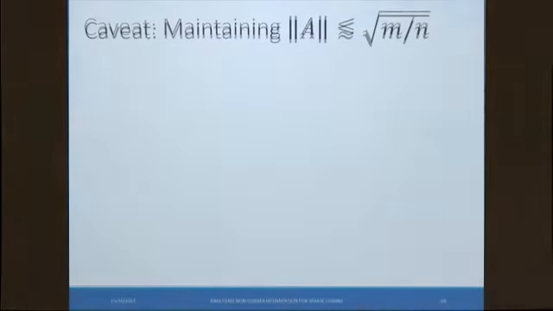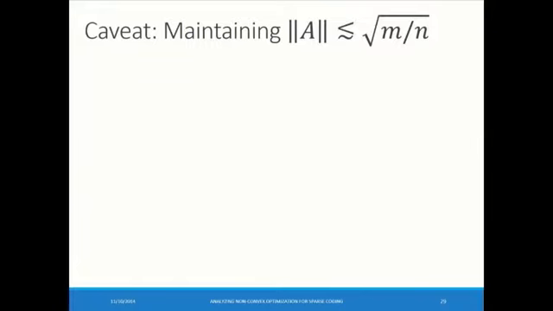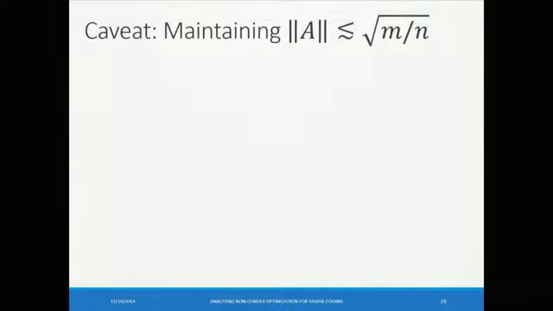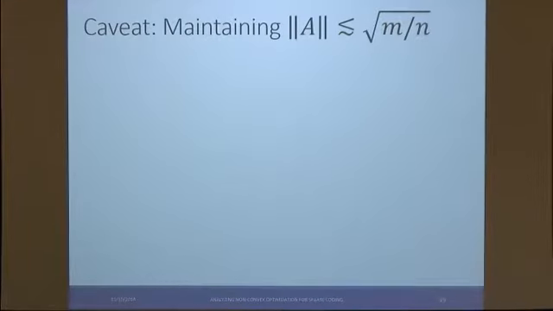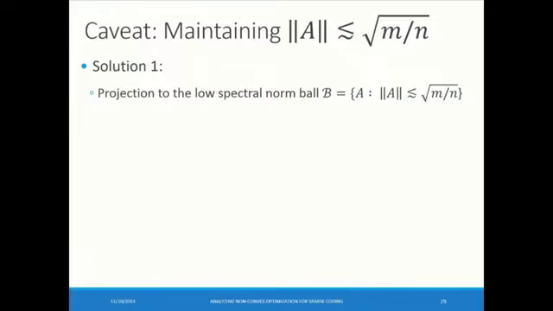The only thing that remains is a caveat. How do you maintain each estimate to be close to isotropic? Solution one is that at each step you can project to the low spectrum norm ball, so that the spectrum norm is smaller. This low spectrum norm ball is convex. But that's a shortcut, and there are some other caveats that I'm not going to talk about, but this is the key idea.